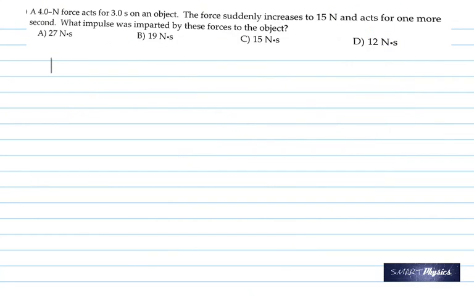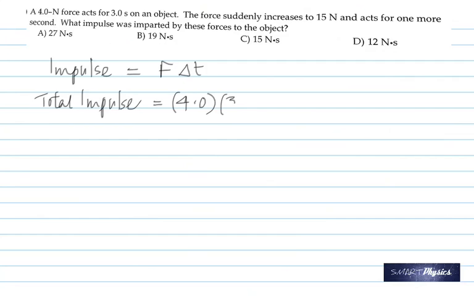And in this question, a 4 Newton force acts for 3 seconds, and then the force suddenly increases to 15 newtons and acts for 1 more second. What's the impulse? Find the impulse due to each one and add them up, because impulse is the product of force and time. So the first force would give you 4 times 3, 12. Second one gives you 15 times 1, which is 15. Add 12 and 15 to get 27 Newton second as the total impulse.